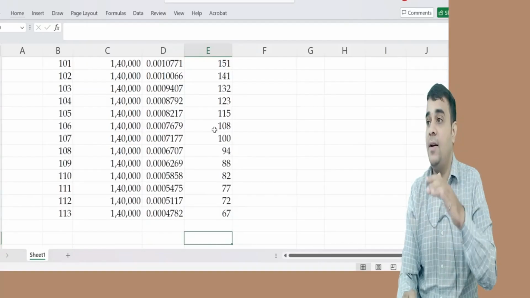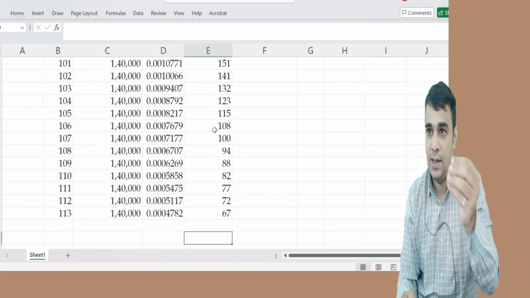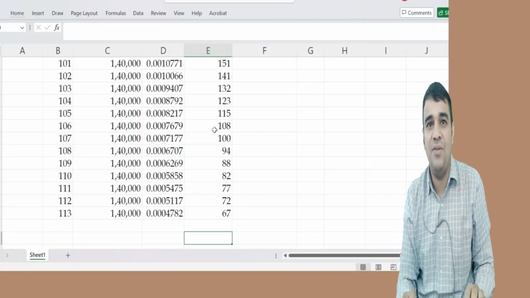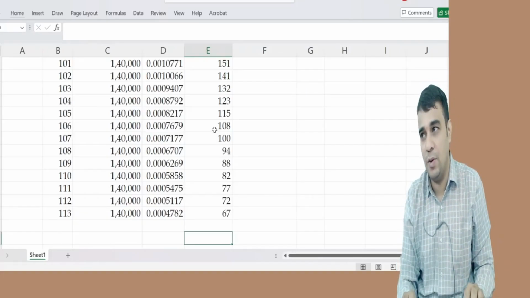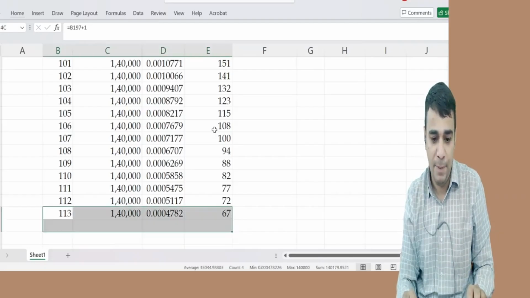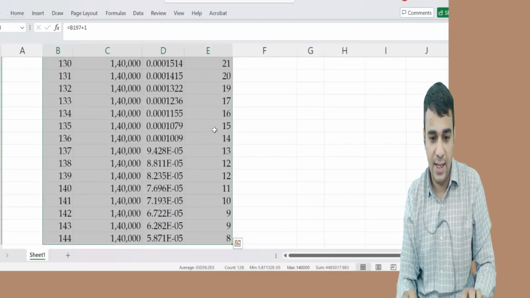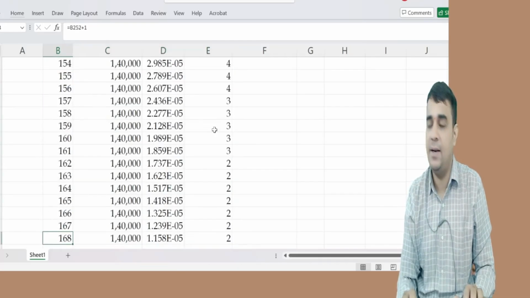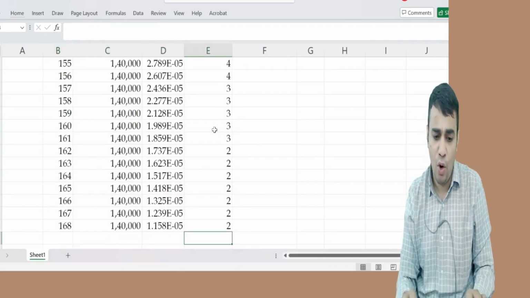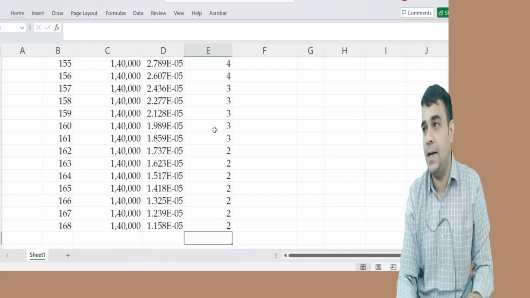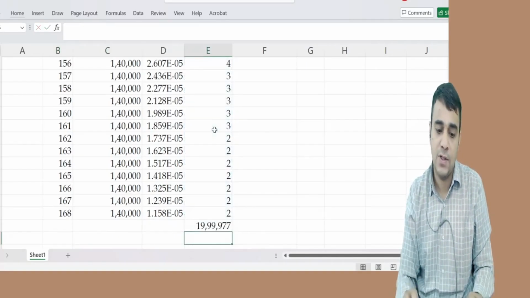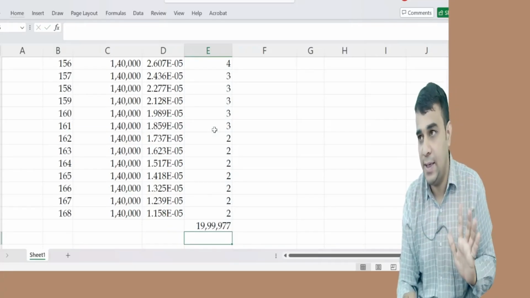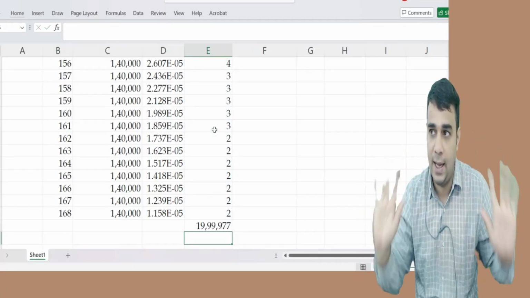And after multiplying, I put a total. After 113 years, that 1,40,000 is worth only 67 rupees. The worth will keep going down. I repeat this calculation. Maybe I reach a zero value almost. Okay, I repeated and I got these values. The total of this I did for 168 years. The total of this is 19 lakh 99,977, or to a greater extent 20 lakh rupees.